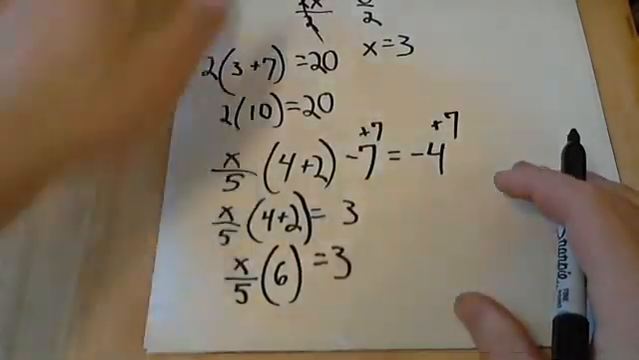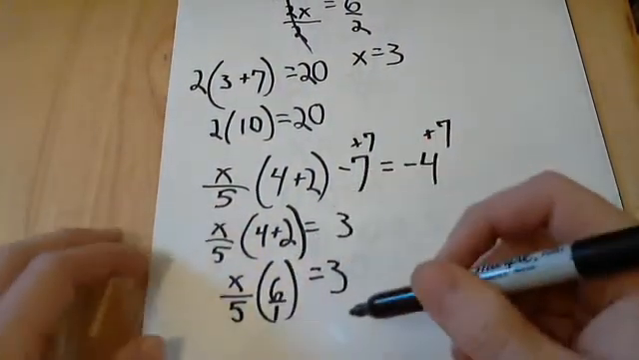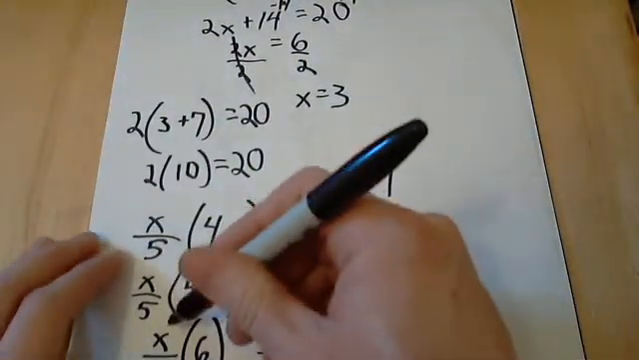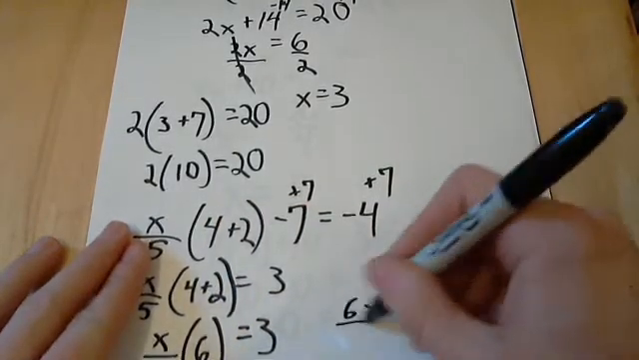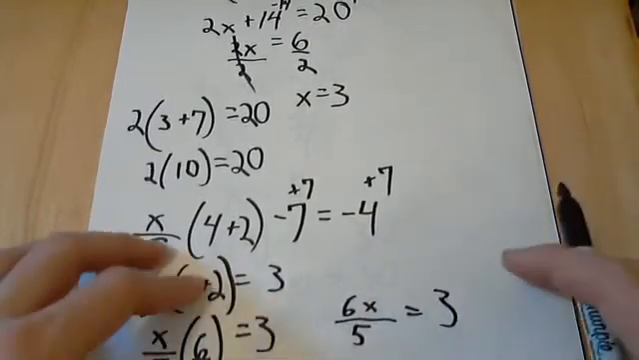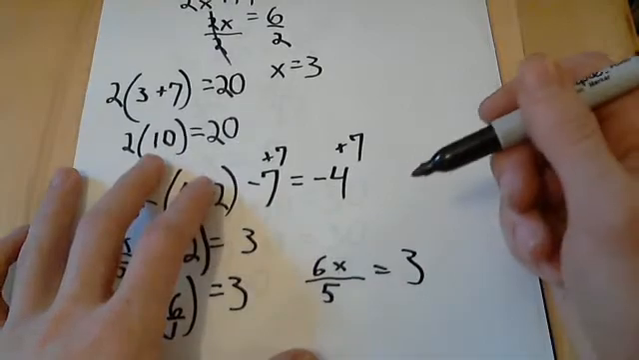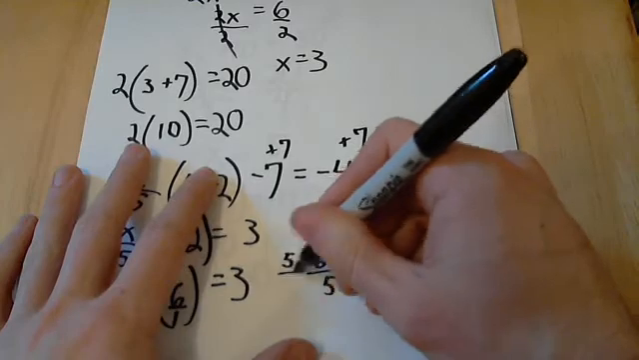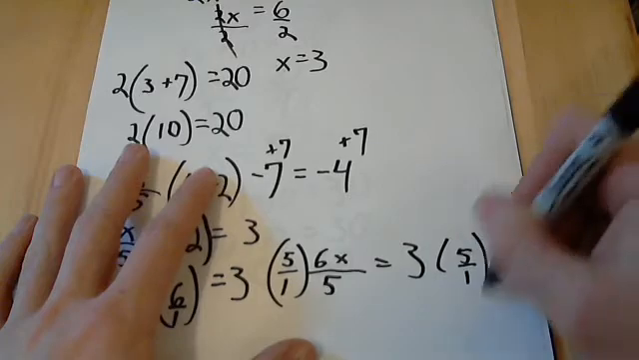So now 6 is the same as 6 over 1, so we can write it as that, which will make this multiplication move here a little bit simpler to see. So x over 5 times 6 over 1 is going to leave us with 6x over 5 equal to 3. So now we have division and multiplication. So first off, let's multiply by 5 on each side to get rid of this 5 here. So multiply by 5 over 1 and multiply by 5 over 1 here.